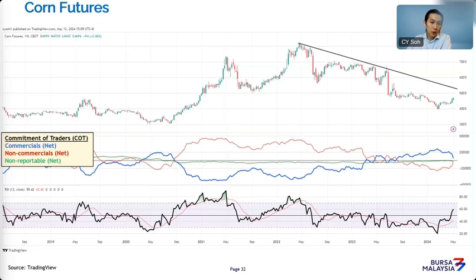So here you can see the corn futures have a similar pattern, whereby the non-commercials are having a net short position and the commercials are having a net long position as price comes down.